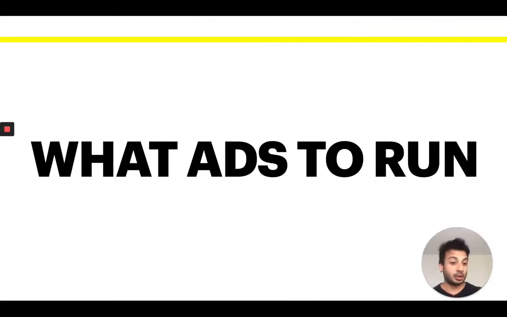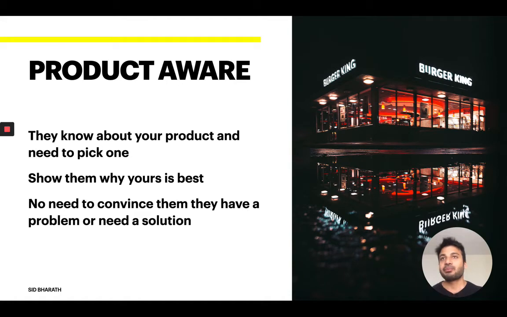So that brings us to the question, what ads do we run now based on our understanding of this customer journey? How do we now structure our ads, right? So I'm going to walk through each stage, and I'm going to start from the easiest stage, which is the product aware stage. Those are the people that are closest to the decision point. And I'm going to help you break down what kind of ads work best in this stage and why. So in product aware, as I mentioned, people already know about your product and they need to pick one of the many different products they're aware of, right?